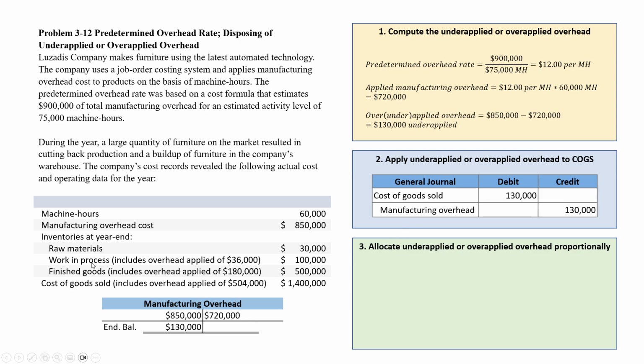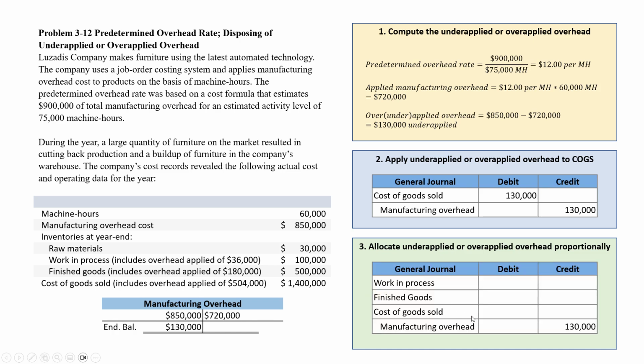And that would be not only cost of goods sold, but also work in process. You still have some incomplete goods that have manufacturing overhead in them, and finished goods, some complete goods that still have manufacturing overhead within them. So our journal entry is going to have a lot of similarities. If we have underapplied overhead, we're still going to credit manufacturing overhead for $130,000.